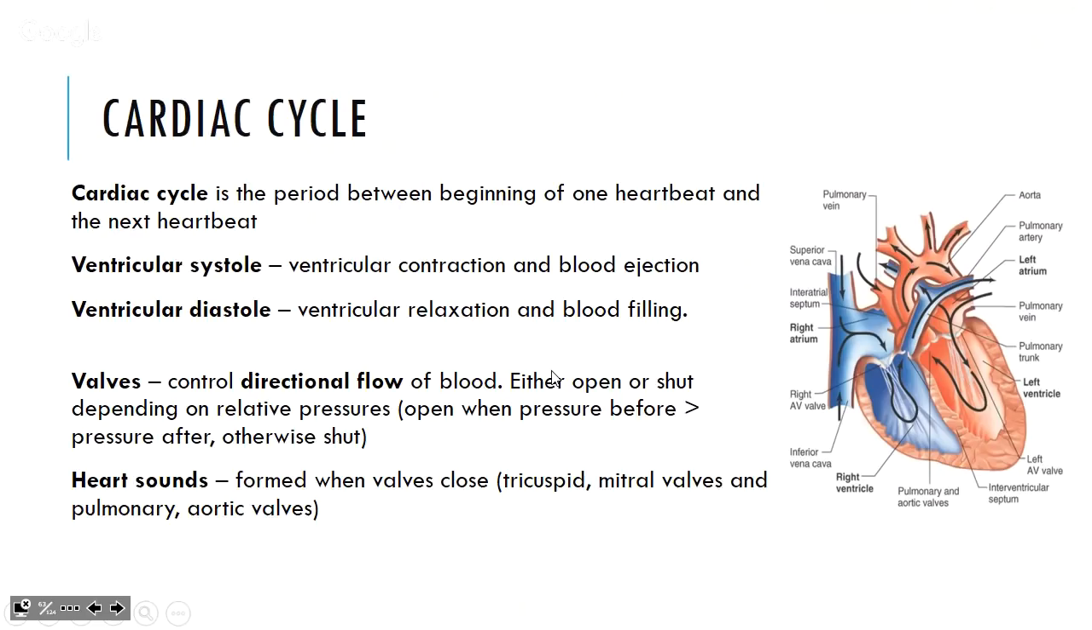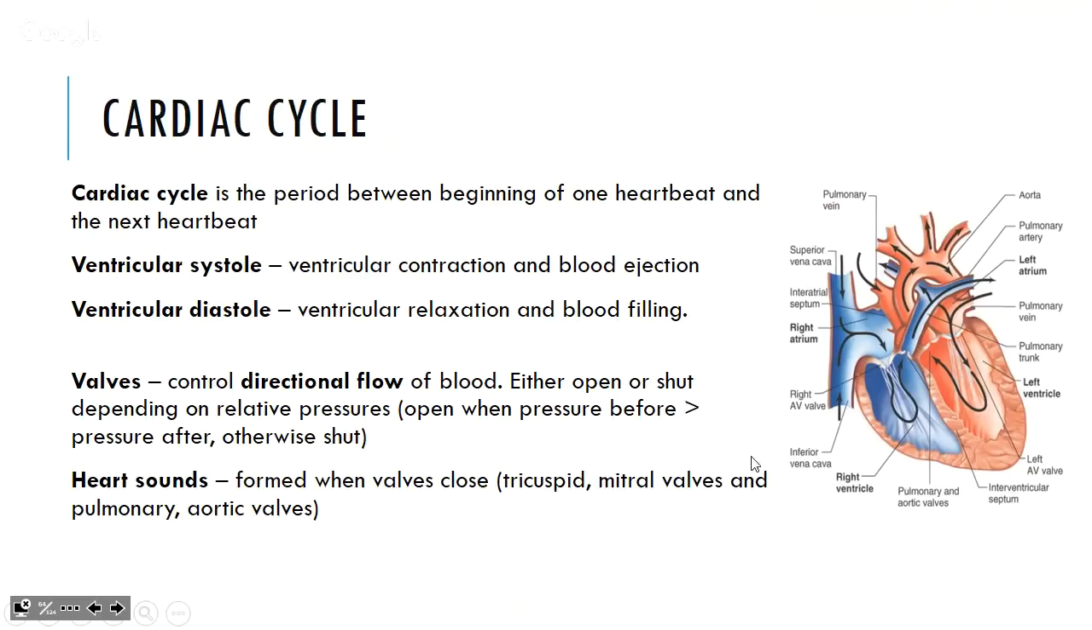So just going through the cardiac cycle, ventricular systole is when blood is pumped out from the ventricle into the aorta and then out to the rest of the body. And then diastole is just when the blood is flowing from the atria into the ventricles and filling the ventricles. So valves control directional flow. And then heart sounds. At the moment we only get heart sounds because every time the valves close, it snaps shut, and that's why we get the lub-dub.